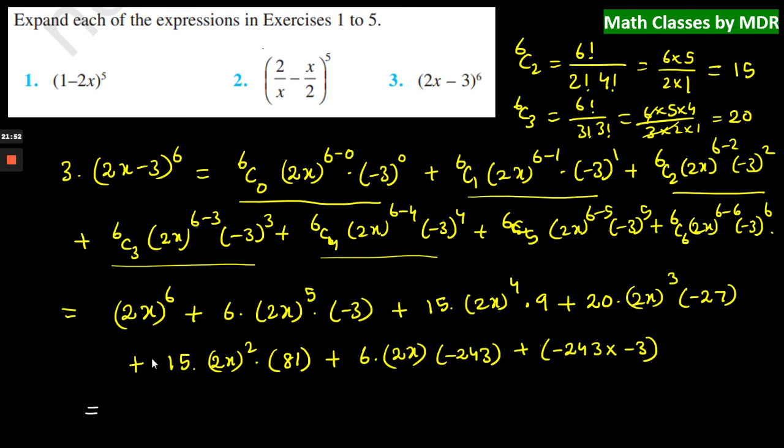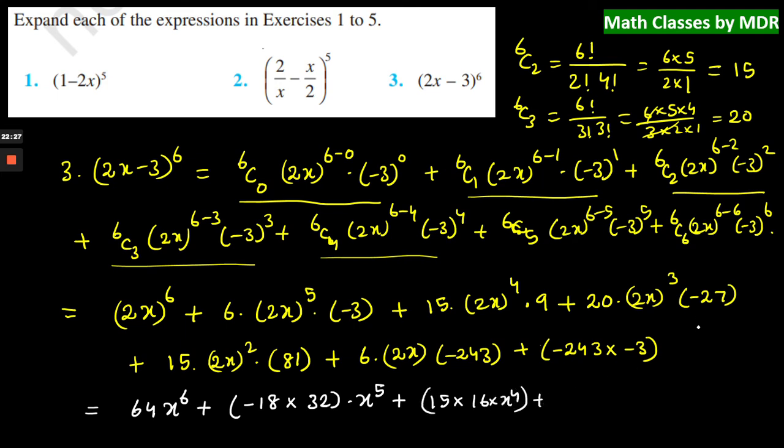So 2x to the power 6 is 2 to the power 6, which is nothing but 64 x to the power 6. That is the first term. Now the second term. So 2 to the power 5 is nothing but 32, and 6 into minus 3 is minus 18. So can I write one more step here? Minus 18 into 2 to the power 5 is 32 into x to the power 5, plus 15 into 2 to the power 4 is 16 into x to the power 4, plus 20 into minus 27, that is minus 540, into 2 cube is 8x cube.